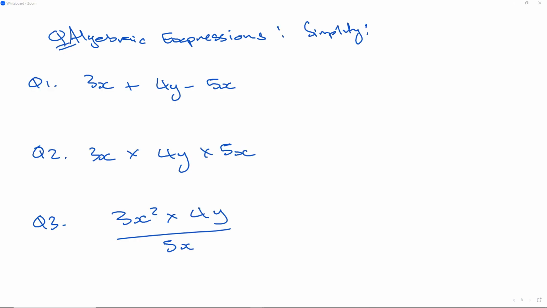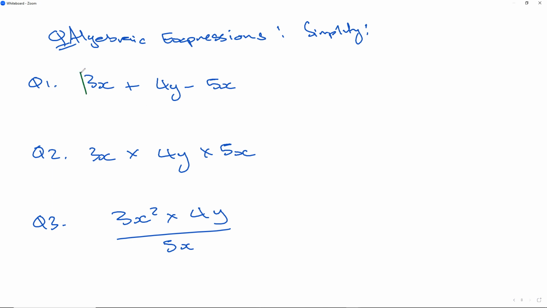So let's jump into some algebraic expressions, and we're going to look at like terms and trying to add, subtract, multiply, and divide like terms. All right, so if I'm asked to simplify expressions like this, the first thing I look for is like terms. How do you know a term is like terms?